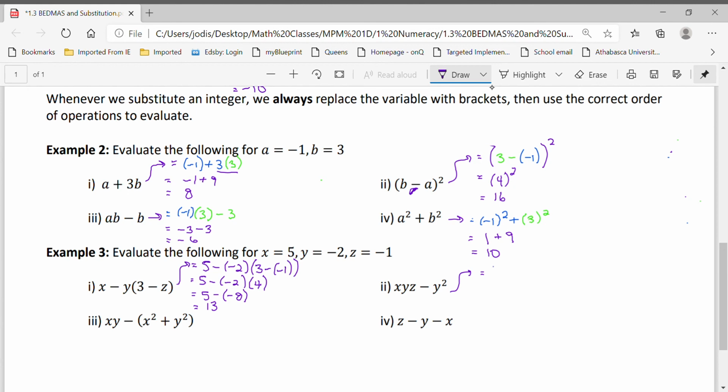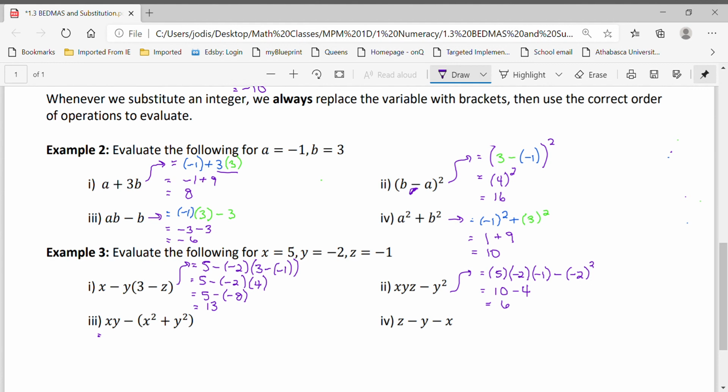Part 2 over here, we're going to do x, which is 5, times y, which is -2, times z, which is -1, minus y squared, -2 squared. Okay, so again, this is one of the ones that we could possibly do two steps at the same time. So we can do all of this multiplication, this 5 times -2 times -1 together. So 5 times -2 is -10, times -1 is just a positive 10, minus, and then we can do this exponent as well. So we can do the -2 squared, which is going to give us 4, and 10 minus 4 is 6.